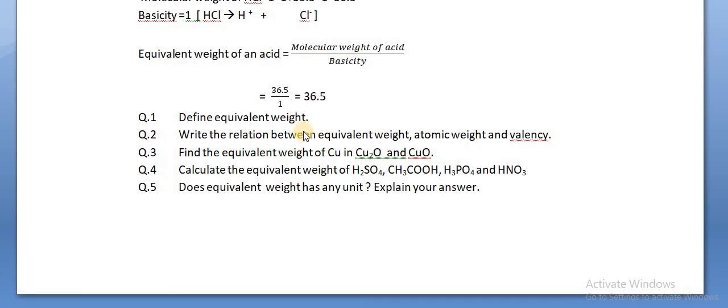Now the assignment for today. Question number 1: define equivalent weight. Question number 2: write the relation between equivalent weight and atomic weight and valency. Question number 3: find the equivalent weight of copper in copper oxides Cu2O and CuO. You need to find the equivalent weight as we have seen for iron in different oxides. Question number 4: calculate the equivalent weight of sulfuric acid, acetic acid, phosphoric acid and HNO3. Find the molecular weight and equivalent weight of all these acids by using the above formula. And question number 5 is, does equivalent weight have any unit? Explain your answer. So complete this assignment and send it to my mail.